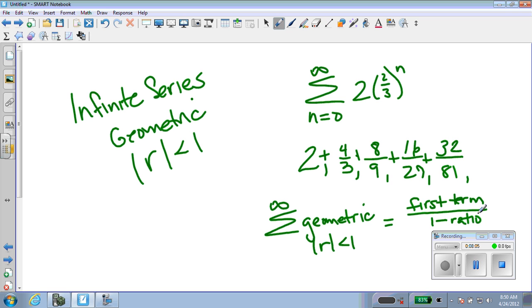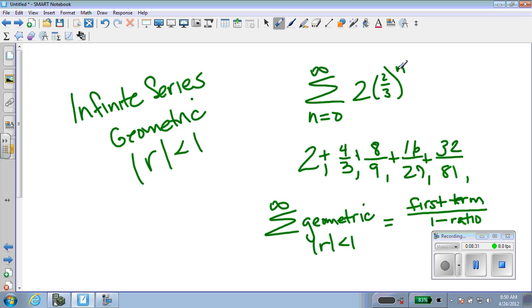And the reason I call it the first term rather than a sub 1 is because in this case, the first term is going to be found by plugging a 0 in. And if this index had said from n equals 5 to infinity, the first term would be found by plugging a 5 in.